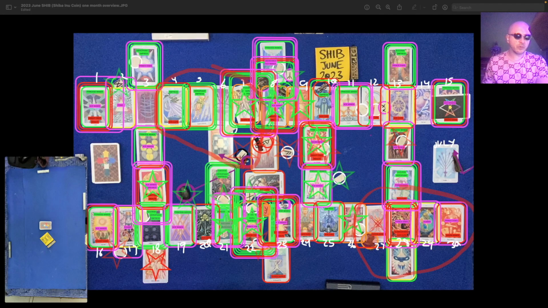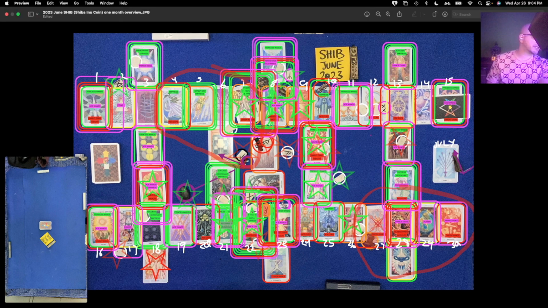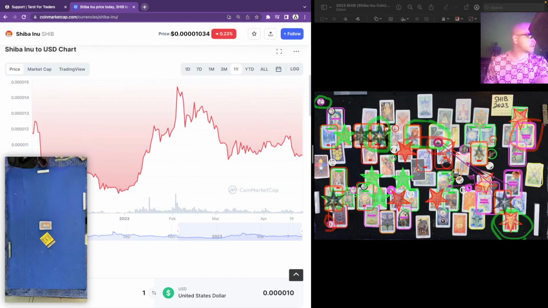This is the SHIB coin 1 month overview reading for the month of June 2023. It's currently April 26, 2023, 9:04 p.m. Eastern Time. SHIB coin at the time of this reading is 4 zeros after the decimal point, followed by 1034.